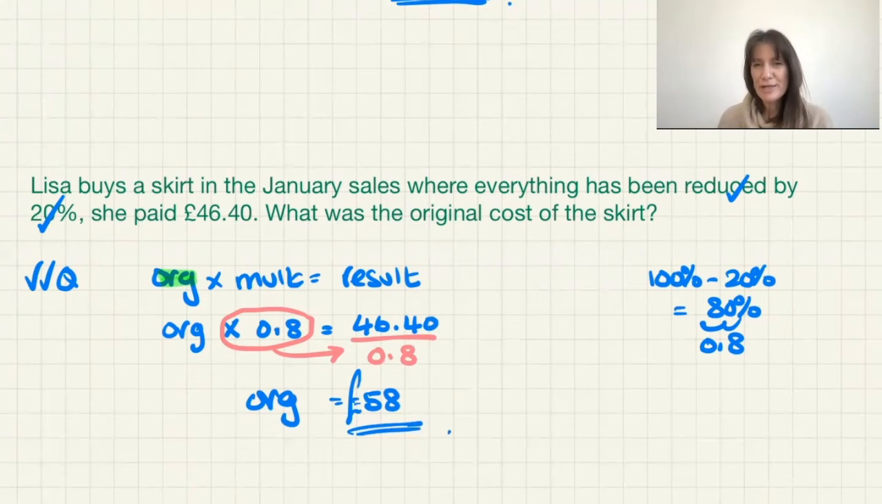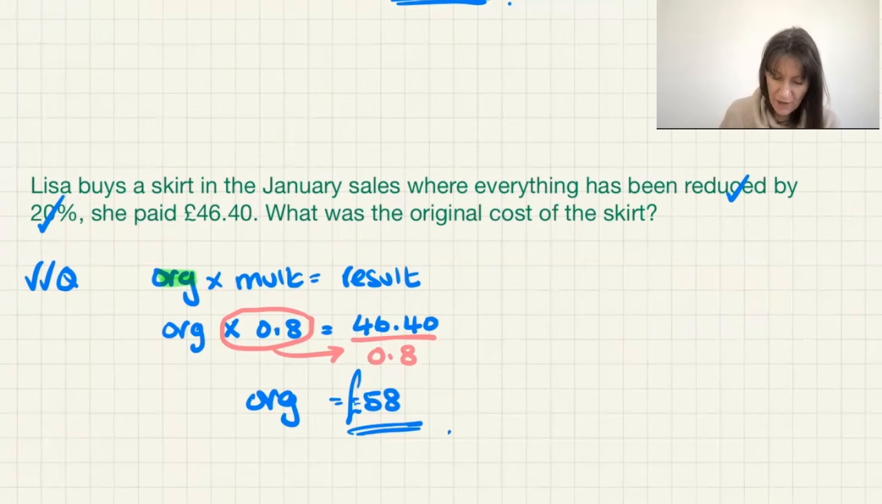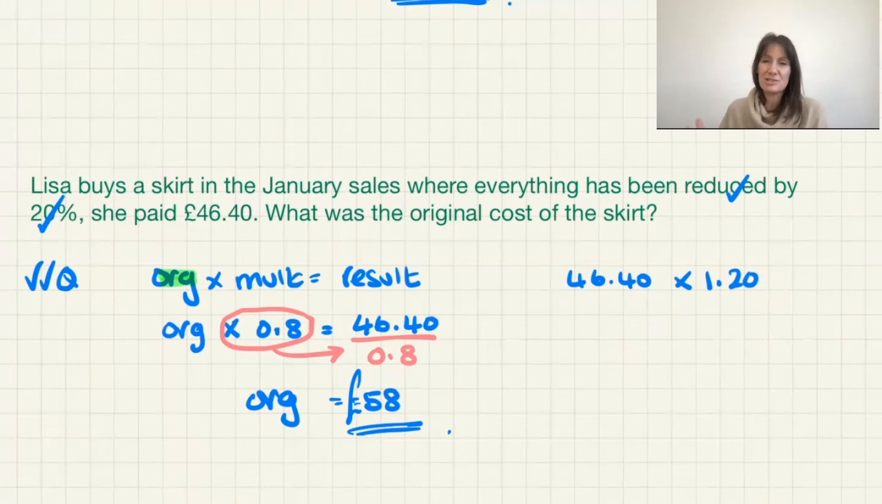So they call it reverse percentages sometimes because you're kind of going backwards. It feels like you need to add 20% back onto the £46.40. So let's just look at that a sec, because we need to understand why we can't do that. If I take the £46.40 and I increase it by 20%, I'm going to times it by 1.2 or 1.20. 100% plus 20% is 1.2.